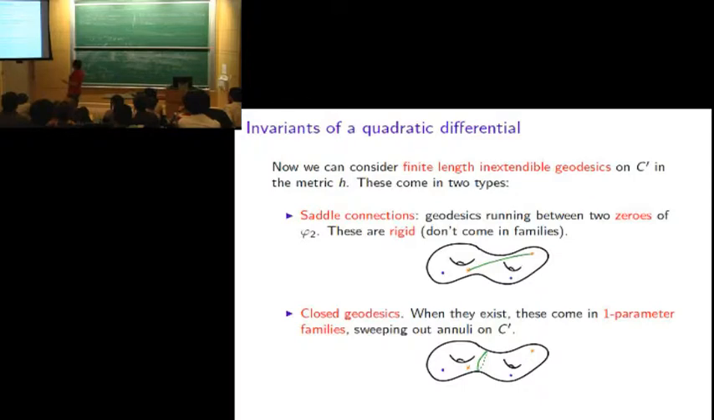And the second kind of special trajectory that you can have is a closed geodesic, just like that. If you have one of those, then it comes in a one-parameter family, so it sweeps out a little annulus on the curve. OK. So all right, I have a surface, I have a quadratic differential, then I can define these special trajectories.